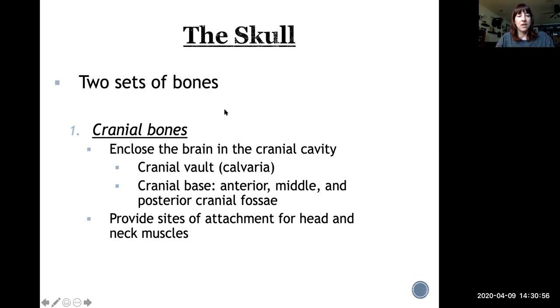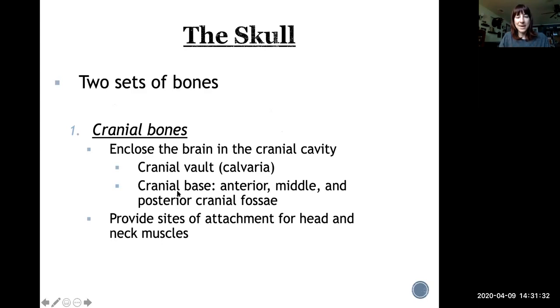So there are two sets of bones in the skull, in the human, or I think most animal skulls as well. We've got cranial bones, which are the bones that specifically are part of the brain case, or the cranial cavity. The cranial cavity is the big hollow place in your skull where your brain lives, right? The cranial bones are the bones that make up that cranial cavity. The cranial vault is the name for that hollow place where your brain lives, okay?